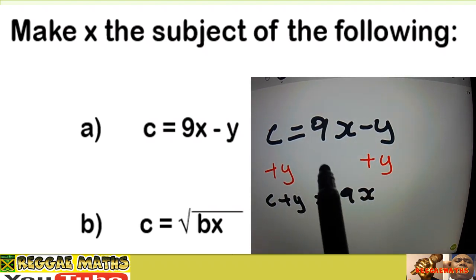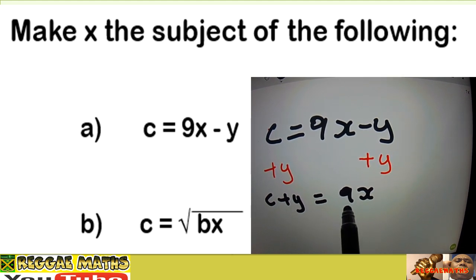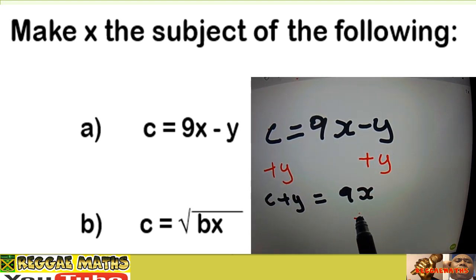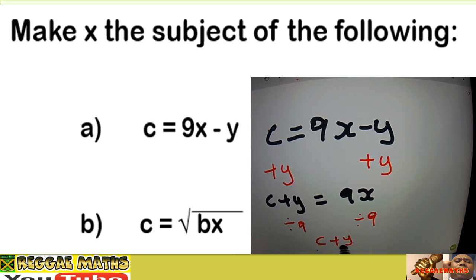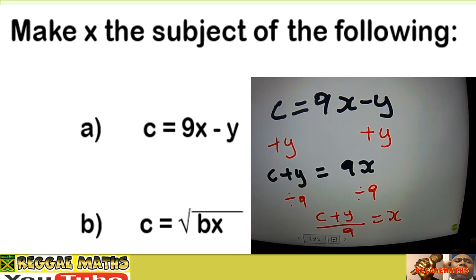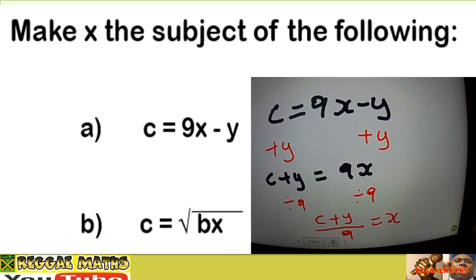Next, what I'm going to do to both sides of the equation, you can see 9x means 9 times x. I'm going to divide both sides by 9. So I've ended up with c plus y over 9 equals x. So now x is the subject of the formula. X equals. So x is now the subject of the formula.